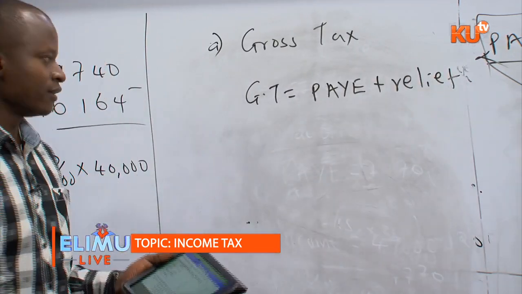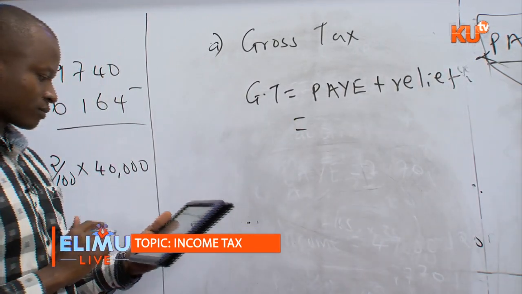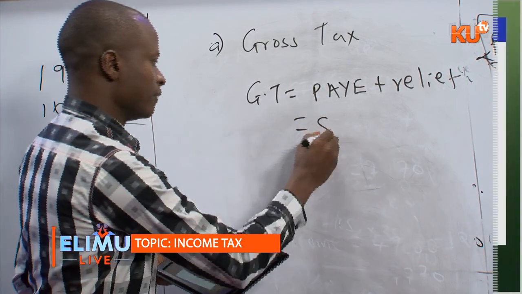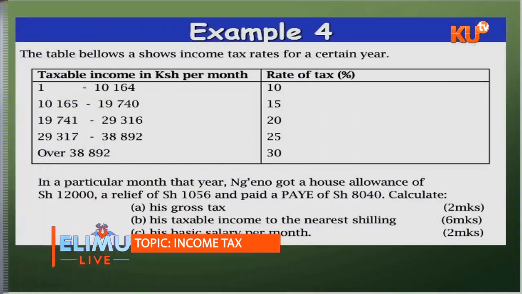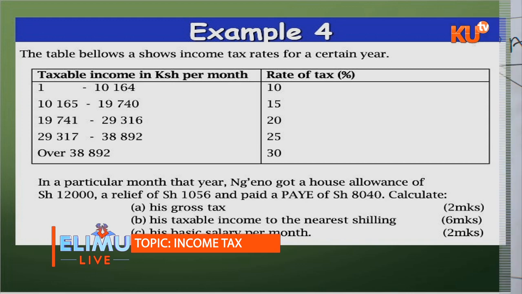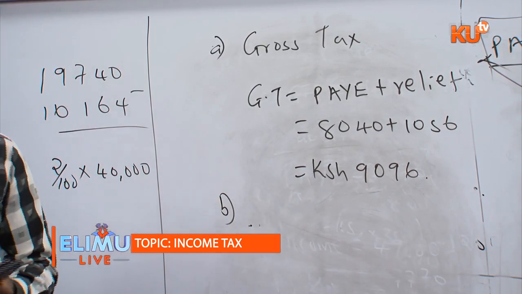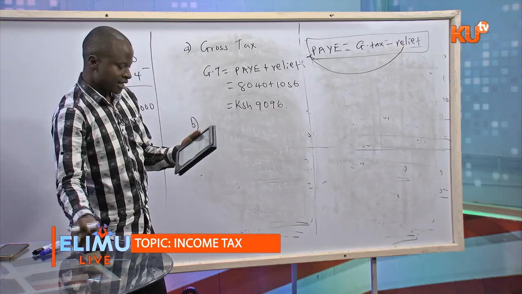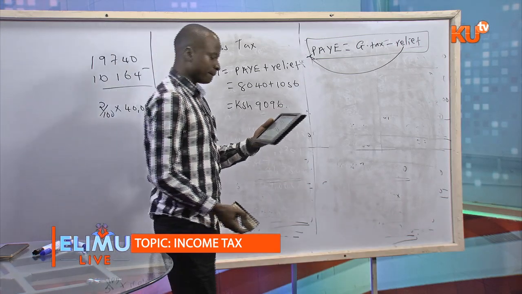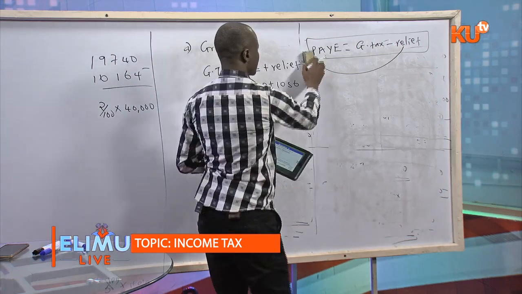PAYE plus the relief. So the PAYE, which was 8040, then you add 1056, which was the relief. This gives you a gross tax of 9,096. That is part A done. Part B, you are asked to calculate his taxable income to the nearest shilling, his taxable income.